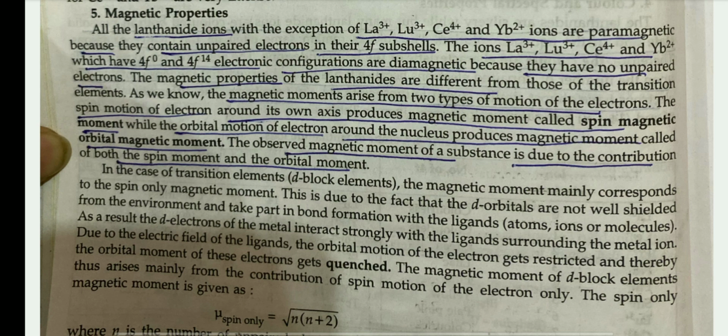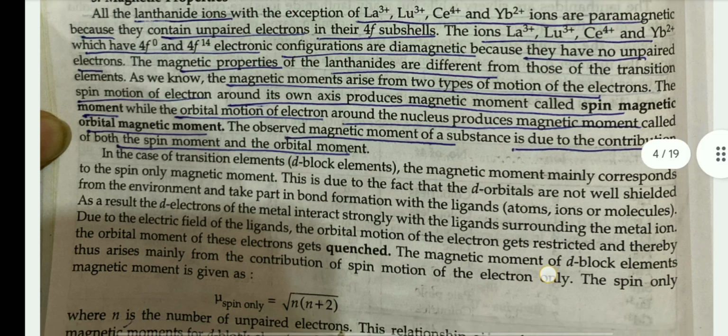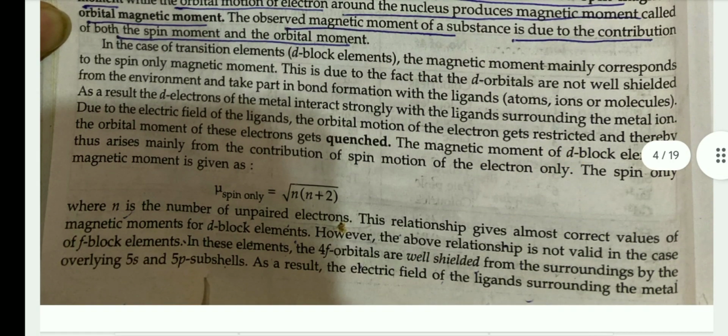As we know, magnetic moments arise from two types of motion of electrons. The spin motion of an electron around its own axis produces a magnetic moment called spin magnetic moment, while the orbital motion of an electron around the nucleus produces a magnetic moment called orbital magnetic moment. The observed magnetic moment of a substance is due to the contribution of both the spin moment and the orbital moment. In the case of transition elements, the magnetic moment mainly corresponds to the spin-only magnetic moment. This is due to the fact that the d orbitals are not well shielded from the environment and take part in bond formation with the ligands.